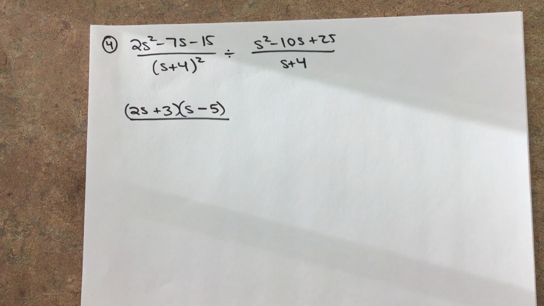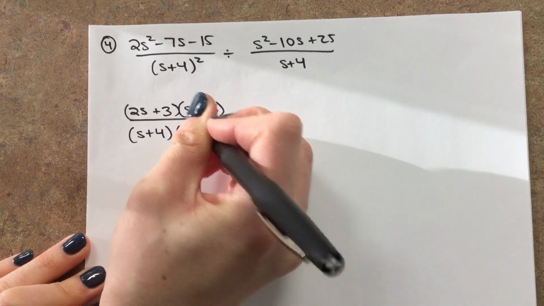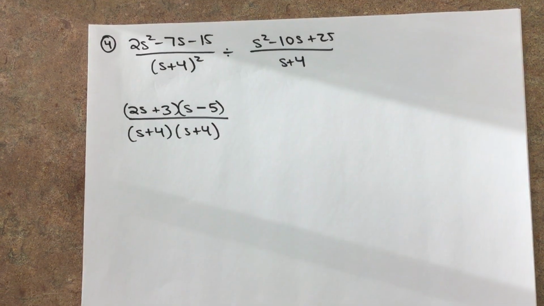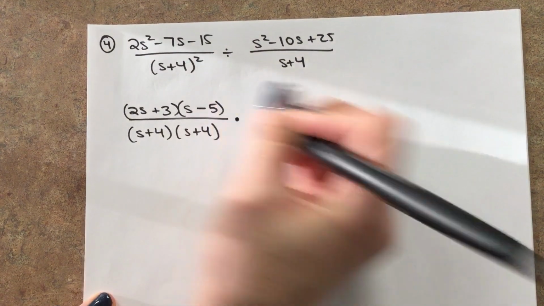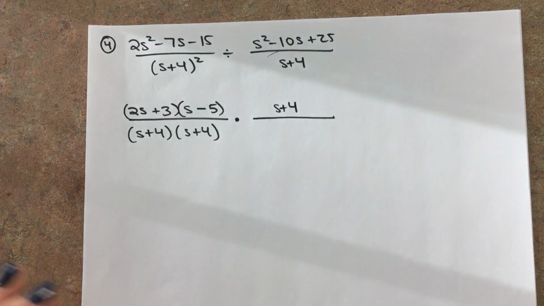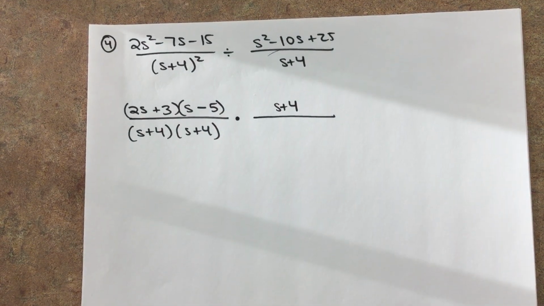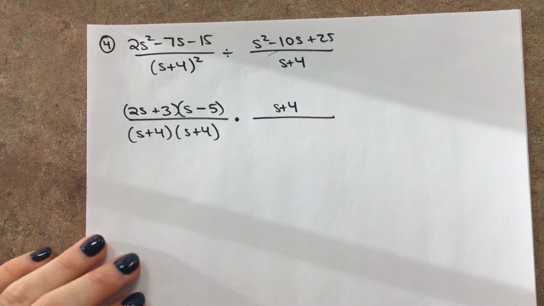The s plus 4 squared means just that I have 2 copies of s plus 4. So just s plus 4, like that. And then the next part, the division, you're gonna multiply and then flip that second part. So multiply by the reciprocal. So the s plus 4 is now in the numerator, and there's nothing that we can do to factor that. And then the denominator would be the s squared minus 10s plus 25.